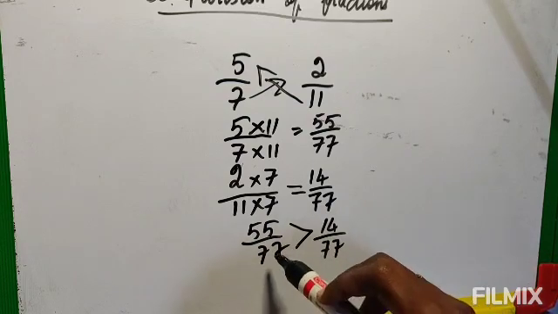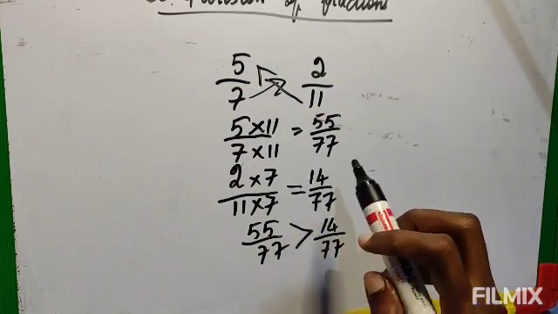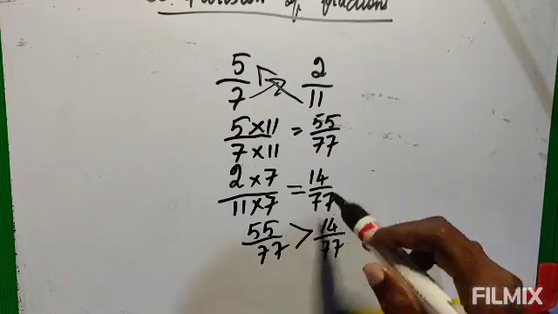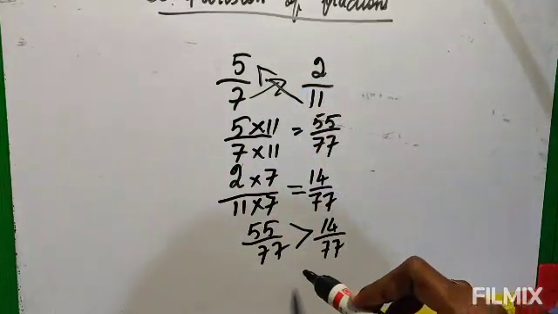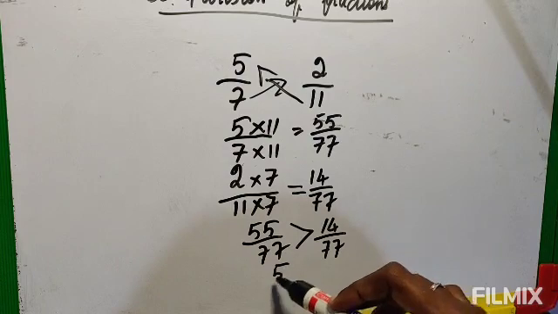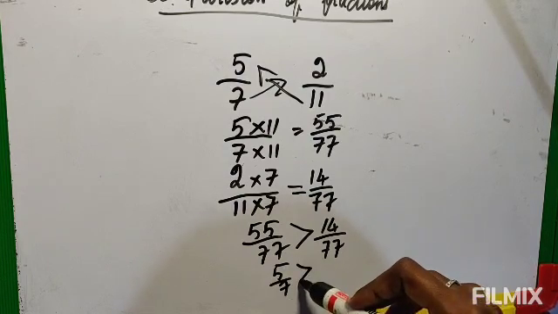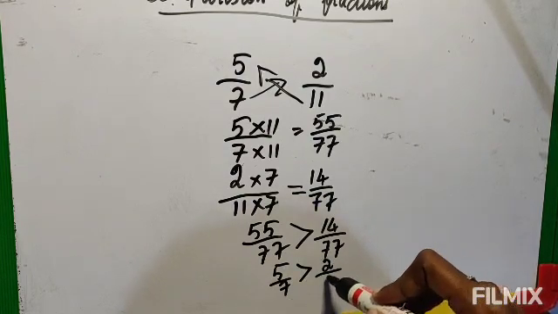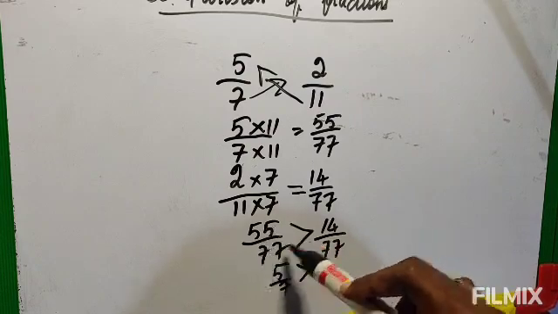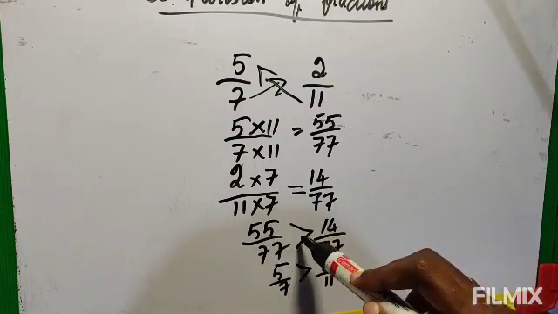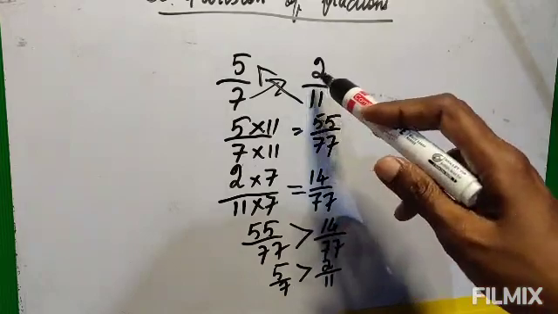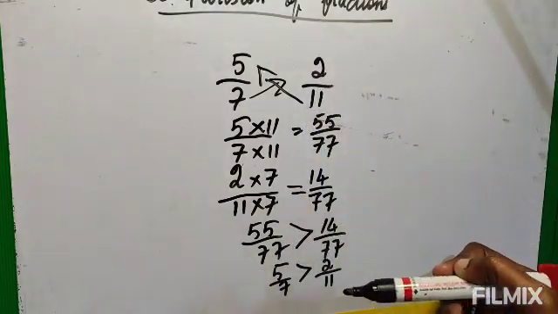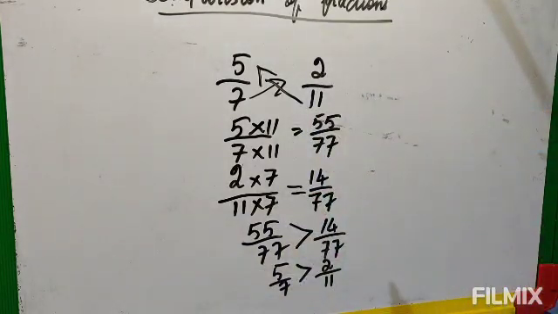So 55 by 77 is the bigger fraction. But you cannot write it like this. You have to use the original fraction. So at the end you have to write 5 by 7 is greater than 2 by 11. This is the way you have to complete it. This is not the original fraction, so you have to complete the answer with the original fraction. Okay, thank you. Do exercise 1.4.